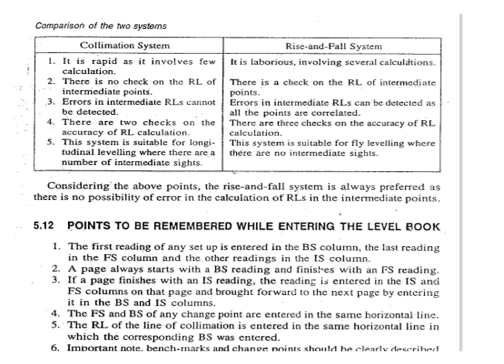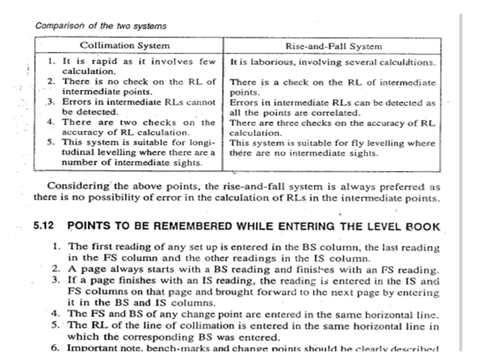In this slide we are going to see the points of comparison between the collimation system and the rise and fall system. The collimation system is a rapid system and involves few calculations, whereas the rise and fall method is laborious and involves several calculations. In the collimation system there is no check on the RL of intermediate points, whereas in the rise and fall method there is a check on the RL of intermediate points.